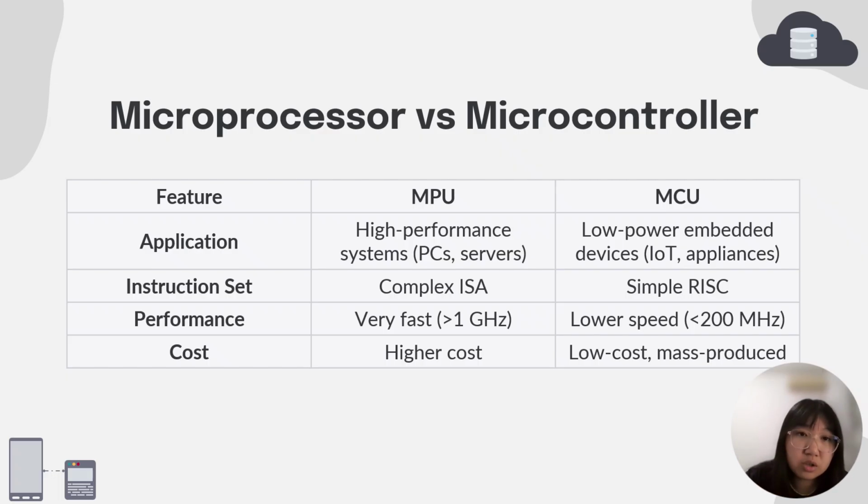And for the cost, microprocessors are more expensive and used in high-performance devices, but microcontrollers are cheap and used in mass-produced embedded systems. So overall, the microprocessor focuses on power, but the microcontroller focuses on simplicity and efficiency.